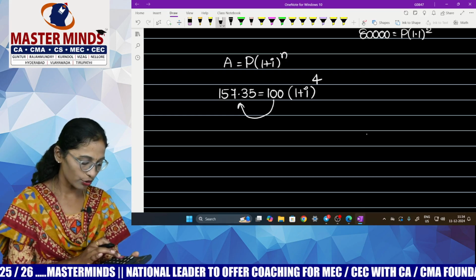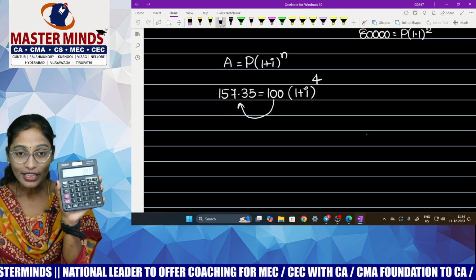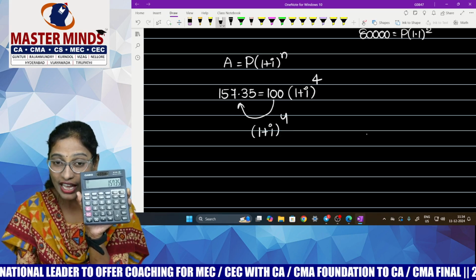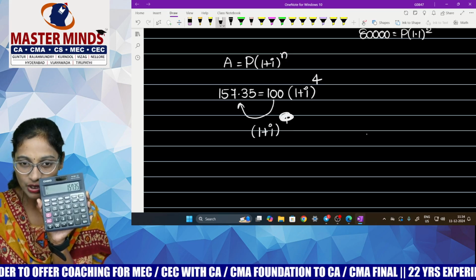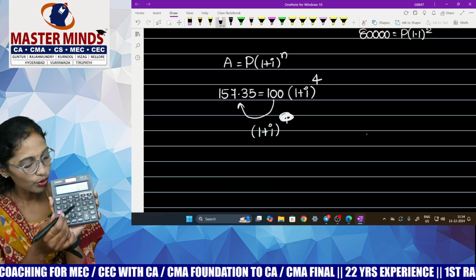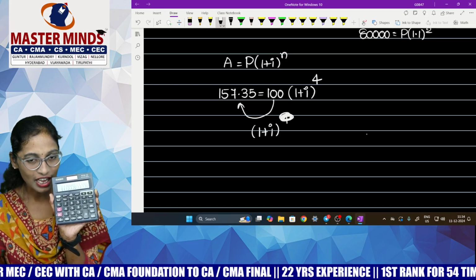157.35 by 100. Do that. Okay, that is the value of 1 plus I whole power 4. Whatever is there in your calculator is the value of 1 plus I whole power 4. Now I want to remove this 4, which means I have to apply the 4th root. How do you apply the 4th root? By doing square root 2 times. Have you? That is the value of 1 plus I.